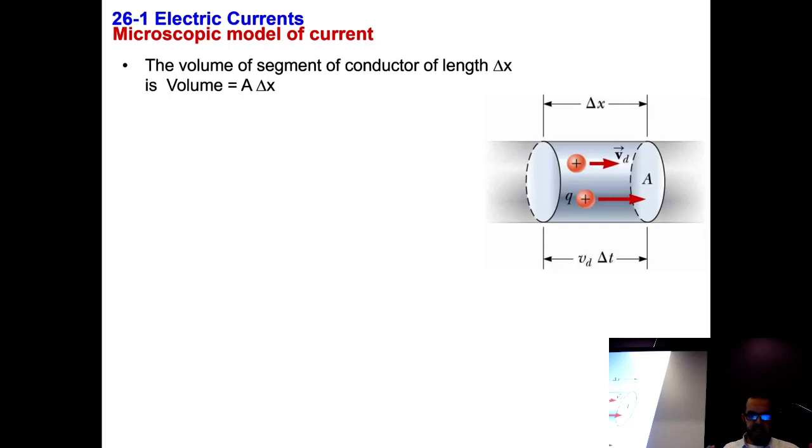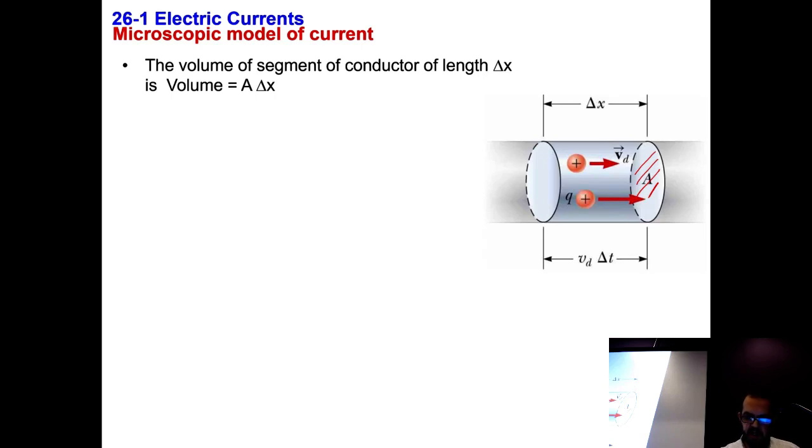So let's take a volume of the conductor with a cross-sectional area A and a length delta x. We're taking part of this cylindrical conductor. For the time being, let's assume that we have positive charges flowing in the direction of the current. Really, you have electrons flowing in the opposite direction, but let's simplify things and assume these positive charges are moving with a drift velocity Vd.